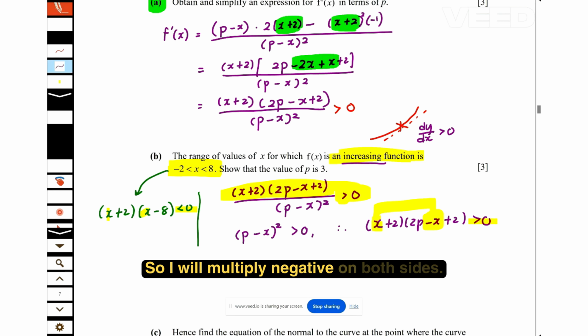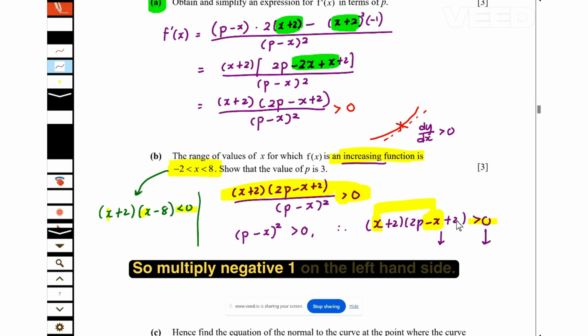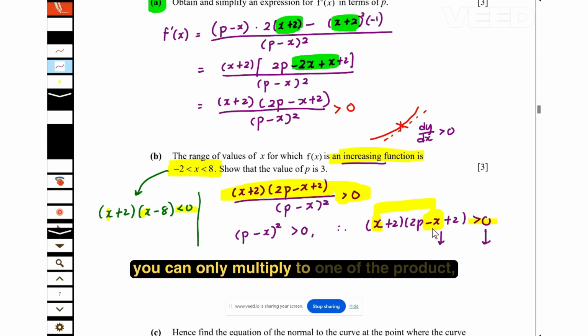So I will multiply negative on both sides. In particular, this bracket, I'm going to multiply negative 1. Then on both sides, so multiply negative 1 on the left hand side. But you remember when you multiply negative number, you can only multiply to one of the product. Which means that x plus 2, I will keep it as it is. And remember to change the sign.